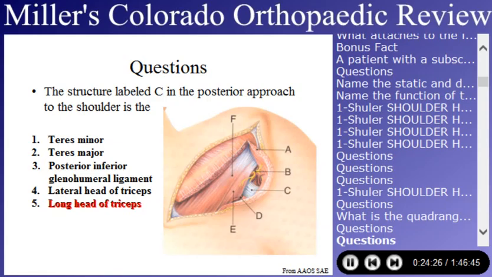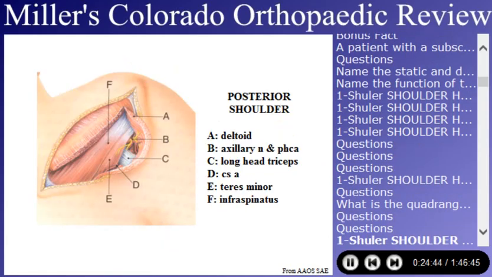Structure label C in the posterior approach to the shoulder is the what? It's the boundary of the quadrangular space. It's the medial boundary. Long head of the triceps. And that's also on the second page of the diagram that was the extra handout. It's on that.